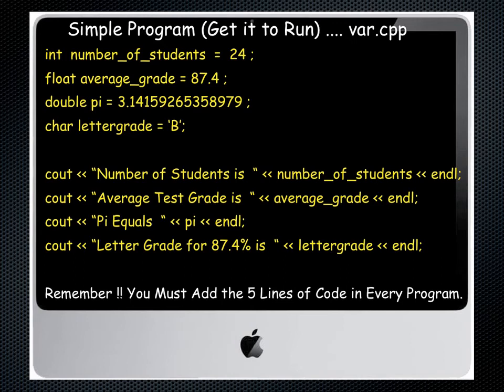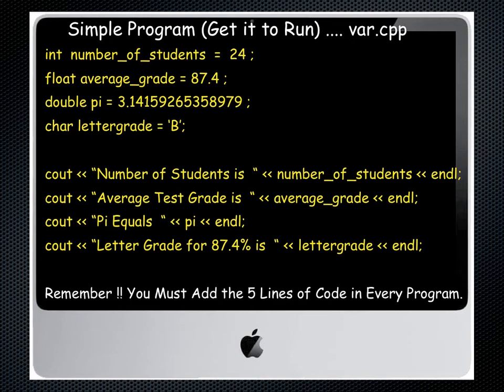We have 4 variables declared. Int, number of students equals 24. Float, average grade equals 87.4. Double, pi equals 3.14159265358979. And char letter grade equals B, where B was assigned inside single quotes.